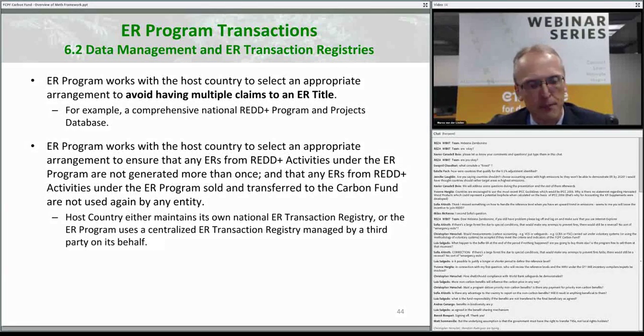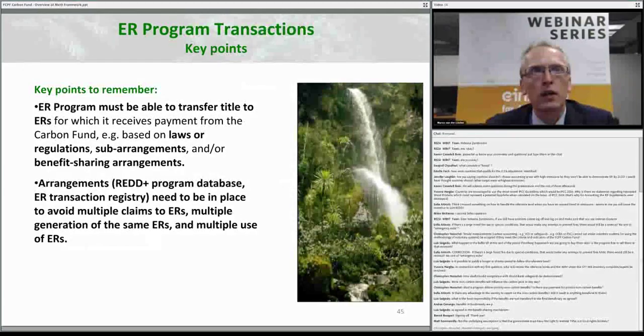So key points on the transactions: you must be able to transfer title. Whoever signs a contract with carbon funds, and that can be based on sub-arrangements, benefit sharing arrangements, laws, etc. And there needs to be arrangements in place to avoid multiple claims to emission reductions.